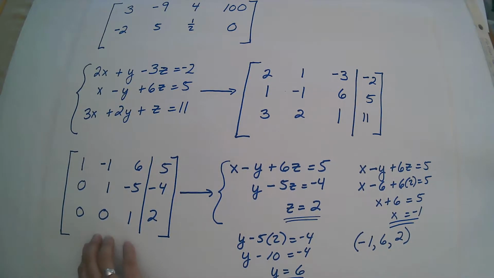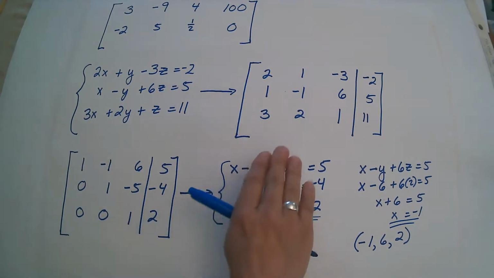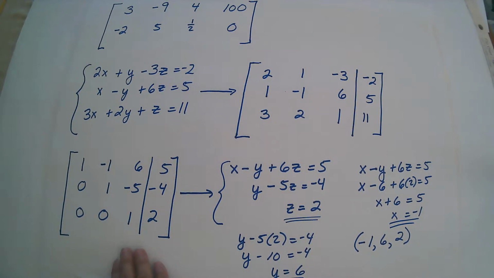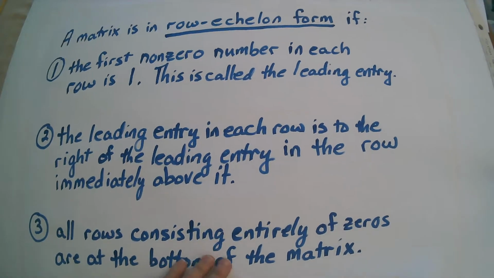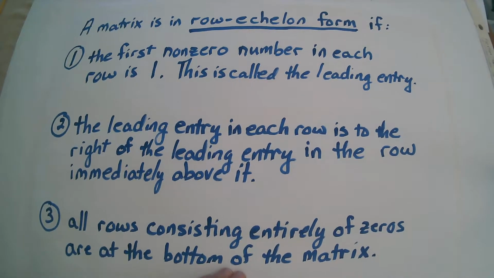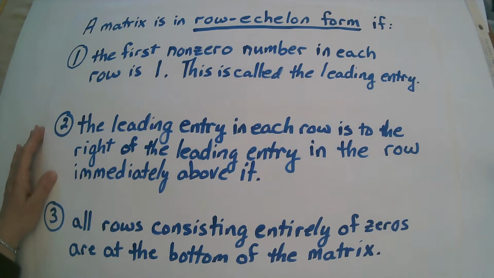Well, what does this form mean? It's actually called row echelon form. Our goal is going to be to write our augmented matrix in row echelon form. And let me tell you the things that are required for it to be in row echelon form. There are 3 things that are required, and you can see I've listed them here.